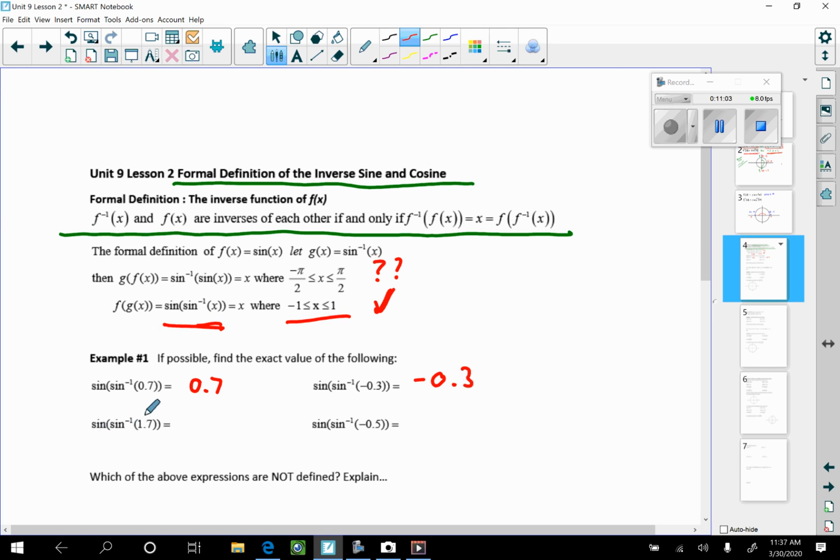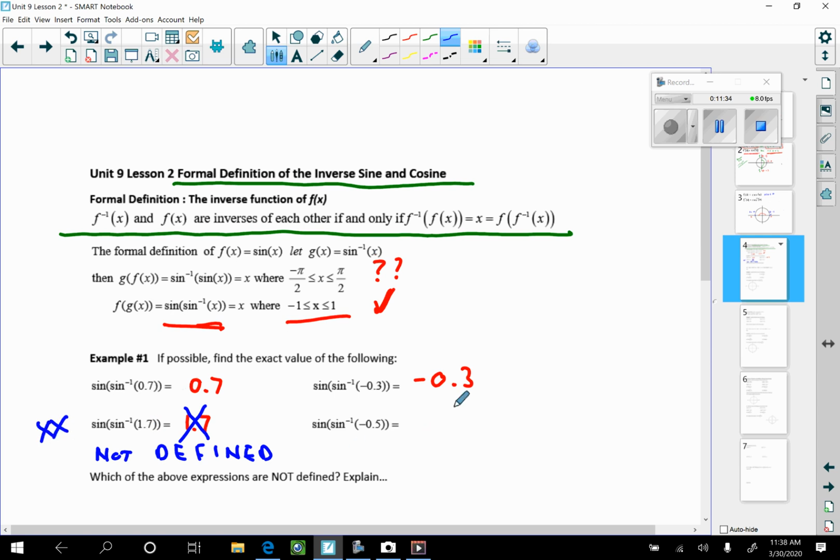What about this guy right here? Sine of inverse sine of 1.7 certainly is going to be 1.7. Whoa, hey, wait a minute. 1.7 is not between -1 and 1, so I made an error here. This guy here is not defined. And we will explain why it's not defined down below here.